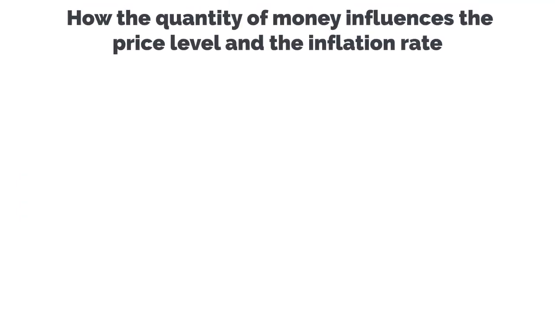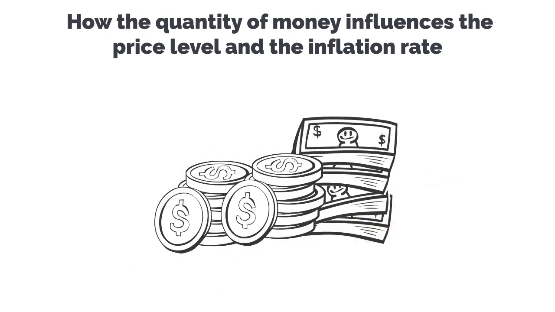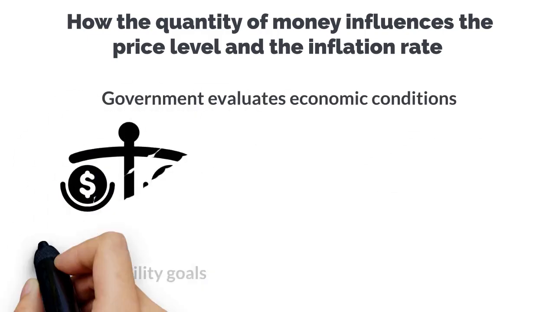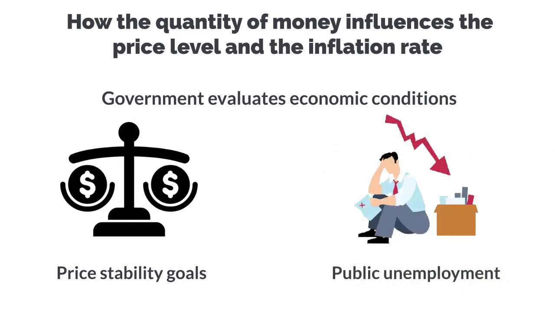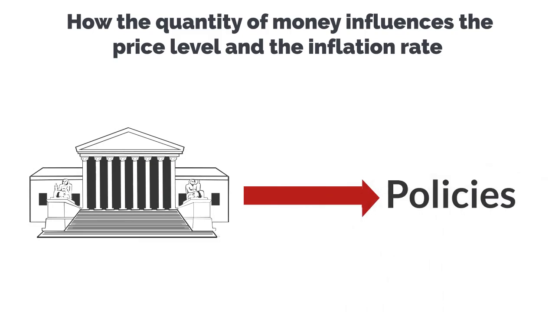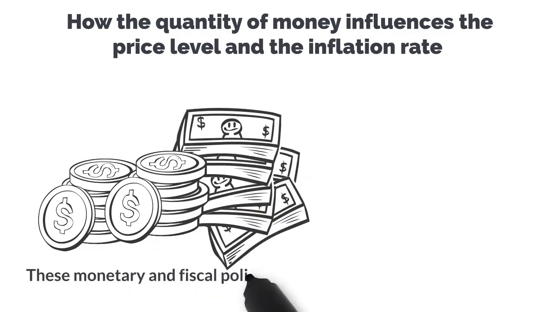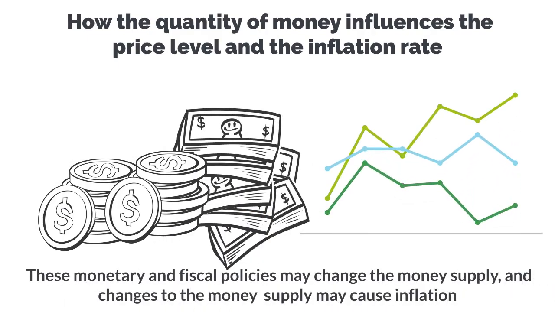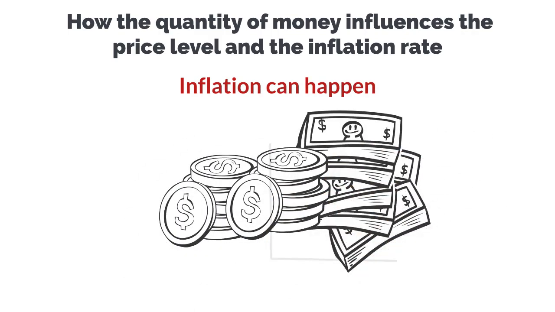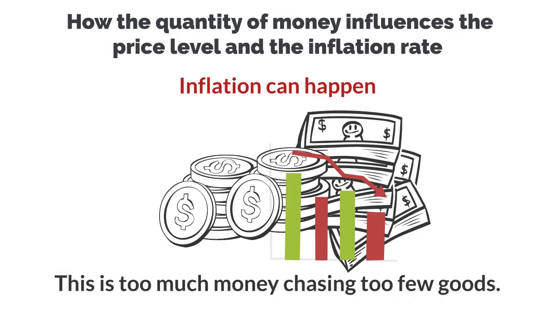How the quantity of money influences the price level and the inflation rate. The money supply of a country is a major contributor to whether inflation occurs. As a government evaluates economic conditions, price stability goals, and public unemployment, it enacts specific monetary and fiscal policies to promote the long-term well-being of its citizens. These monetary and fiscal policies may change the money supply, and changes to the money supply may cause inflation. Inflation can happen if the money supply grows faster than the economic output under otherwise normal economic circumstances. This is too much money chasing too few goods.